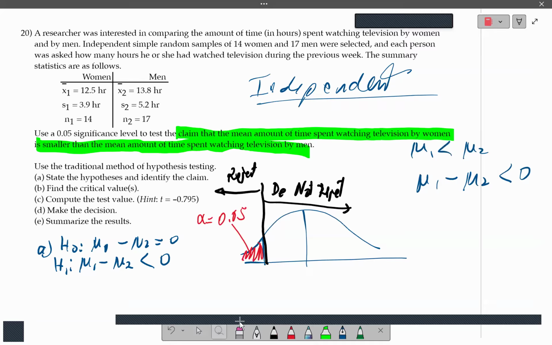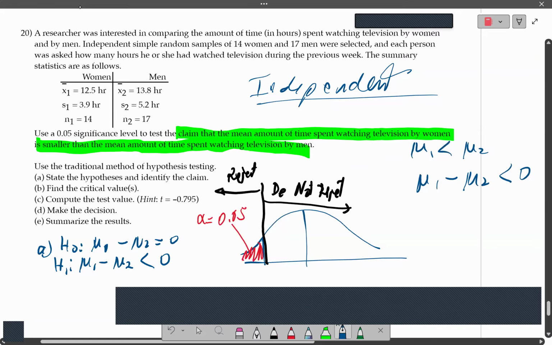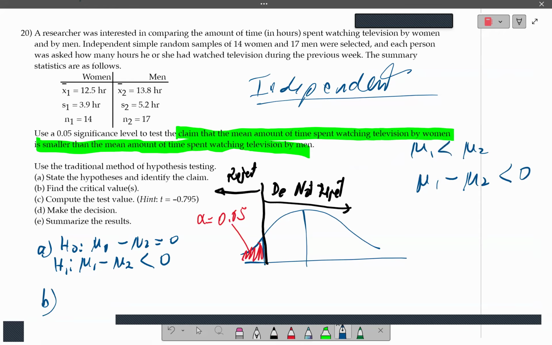Let's move on to B. B, find the critical value. So what will be the critical value? By the way, are we using T or Z again? T. Why T? They never gave you the sigma. They gave you the S instead, so sigma is unknown. The second thing, look at the N, guys. N is smaller than 30. You're going to use the T table.